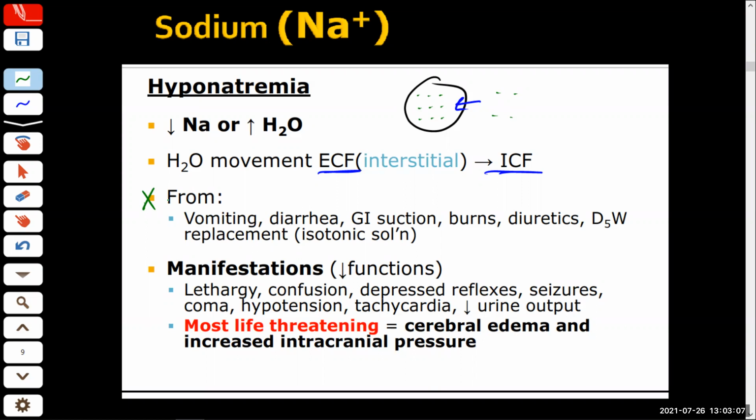Hypernatremia increased your nervous system functions. So what do you expect hyponatremia to do? Okay. Decreased functions of the nervous system. So we will see lethargy. We will see depressed reflexes. In medical terms, how would you describe depressed reflexes? Hyporeflexia. So you smack somebody's patellar tendon, what's going to happen? Depressed reflexes, nothing.